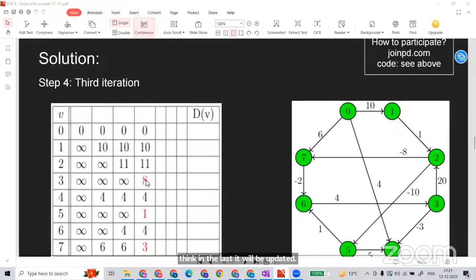So third iteration is here, 2. It will not be 11 here. It will be 3. If we reach 3, 3 is here. And by this way and then this way. So 0 to 1, 1 to 2, 2 to 7, 7 to 6, 6 to 3.